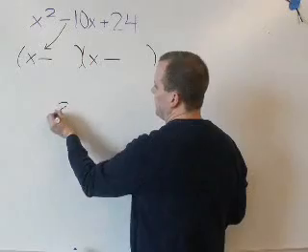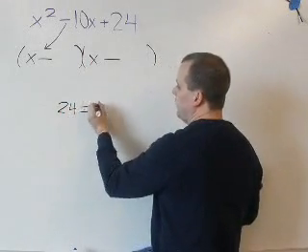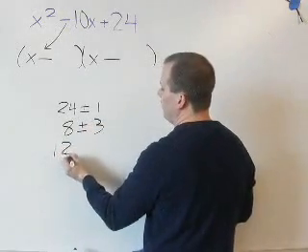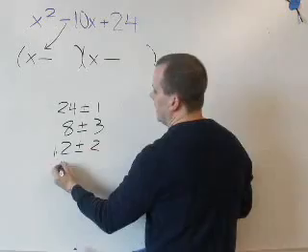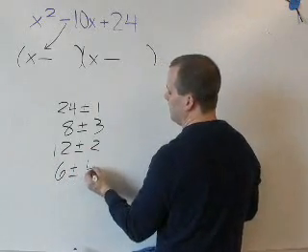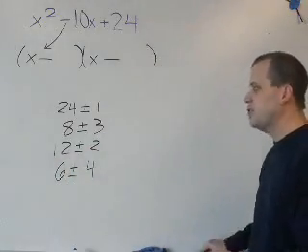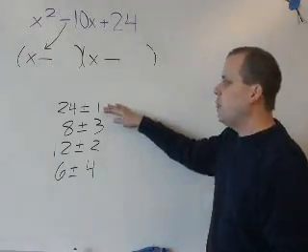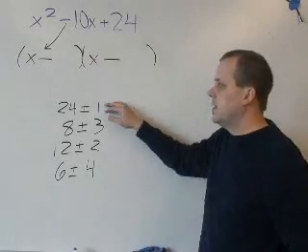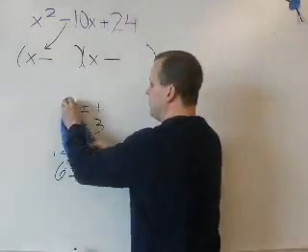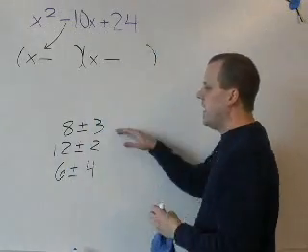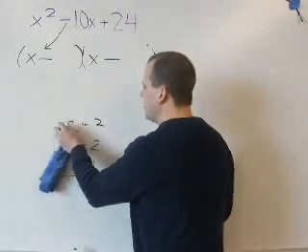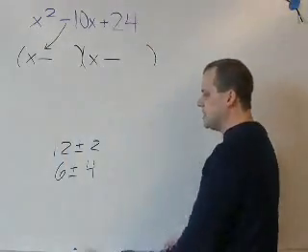Now, as I start going through all my choices that make 24. 24 and 1. 8 and 3. 12 and 2. And 6 and 4. Now, if I start going through my choices, I'm posed with a dilemma. 24 plus 1 does not equal 10. 24 take away 1 does not equal 10. So let's cross that off. 8 plus 3. No. 8 minus 3. No. So let's cross that off.